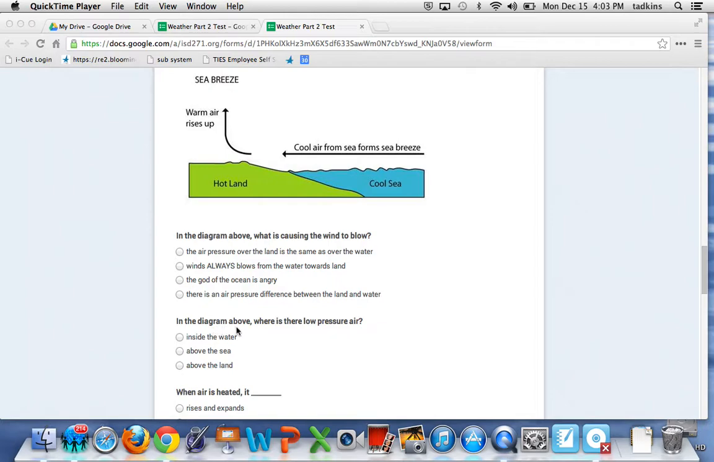In the diagram above, where is there low pressure air? Inside the water, above the sea, above the land.